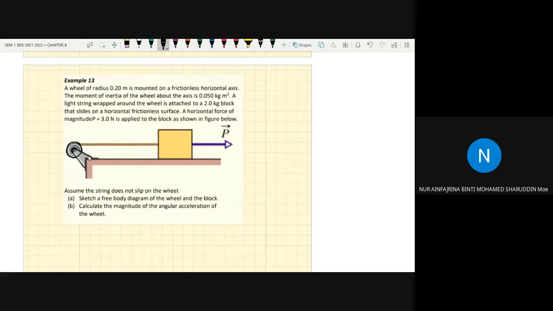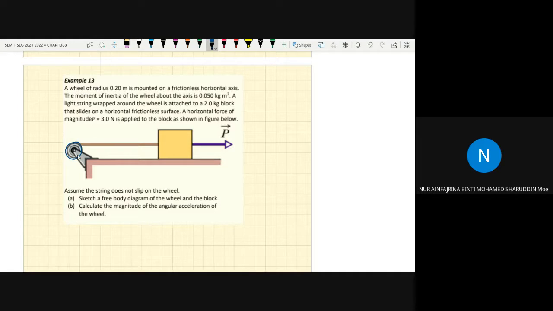Kenapa? Sekarang siapa yang tengah pegang the system? Yang tengah pegang the system adalah wheel ini. Nampak tak? Ada tali attached to it and also dia ada kotak. So sistem dipegang oleh wheel ini. Okay, this one is very interesting. Kalau dalam chapter 4, kita akan ignore dia. Betul tak? Kita tak akan kisah apa pasal dia. Macam kes puli, kita kisah tak pasal dia? Never. Sekarang, disebabkan dia adalah rotational motion, kita akan kisahkan pasal dia.